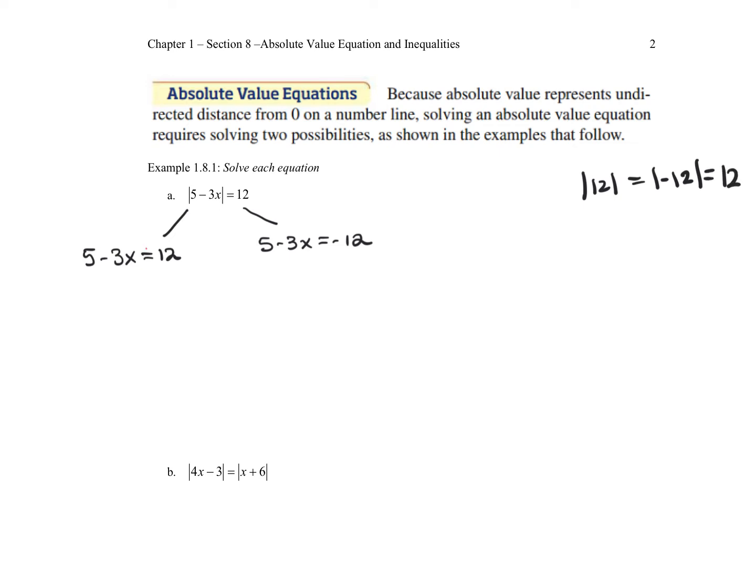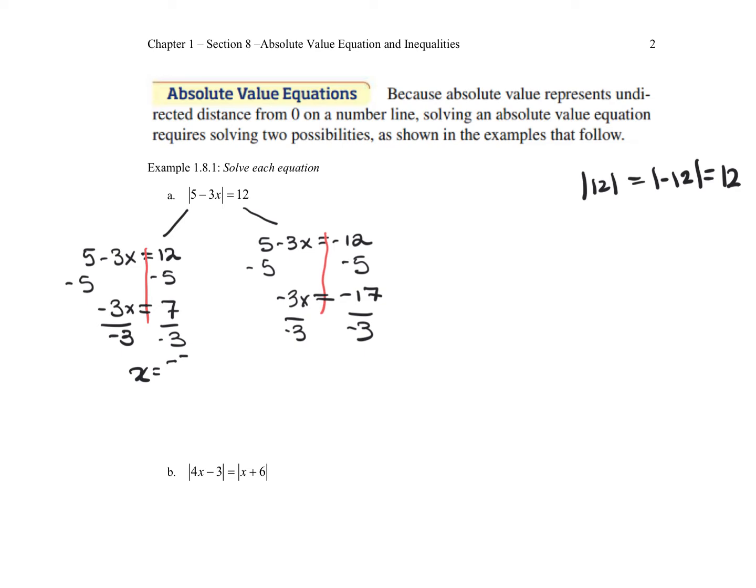So we're just going to solve these like we normally would. I'm going to subtract 5 from both sides. -3x equals 7. Similarly over here, subtract 5 from both sides. -3x in this case equals -17. Divide by -3. x equals -7/3. x equals 17/3. And then we need to check.